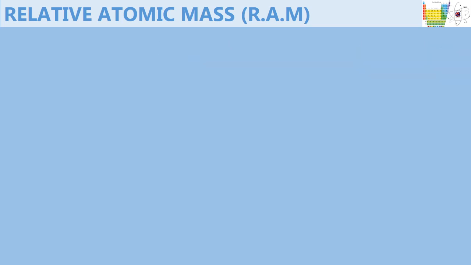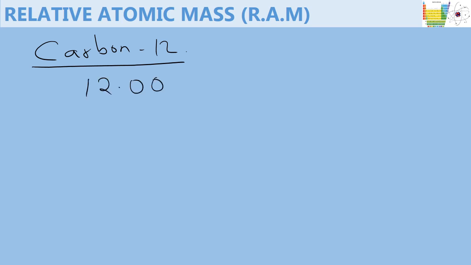In this scale, it was convenient because we only referred to carbon-12 and not any other isotopes of carbon. And also, the isotope of carbon-12 weighs exactly 12.000 atomic mass units.